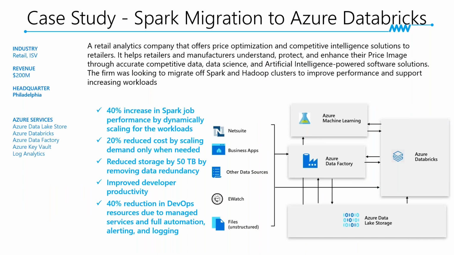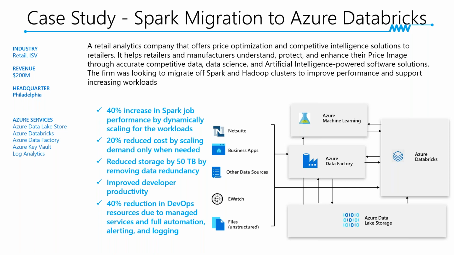So let's look at one of the case studies of a marketing research company who worked with retailers to provide them price optimization analytics. That company was using Hadoop technology and Apache Spark to run all their workloads and data pipelines and ingestion of the data into their environment. And they were finding it very, very hard just to maintain the environment, and the performance was also becoming an issue. So we helped them migrate their Spark workloads into Azure Databricks technology.